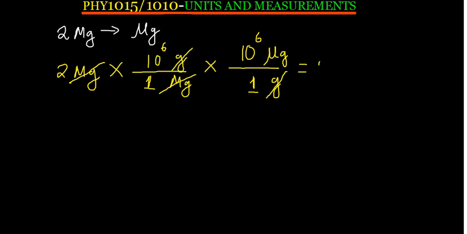So this is going to be 2 multiplied by 10 to the power 6 multiplied by 10 to the power 6. Same bases multiplying, we add the powers. So this is going to be 2 times 10 to the power 12 micrograms. So this is a conversion. We have converted from megagrams to micrograms. Are we okay?